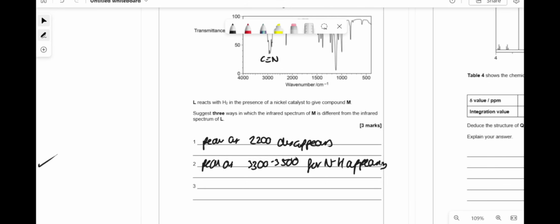And then we need to think about the third change. Well, the fingerprint region changes as well. Remember, this is unique to each type of organic compound you have. So if we're going from one to another, then the fingerprint region is going to change regardless.